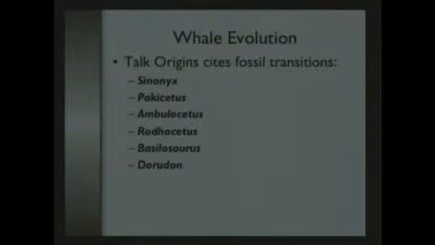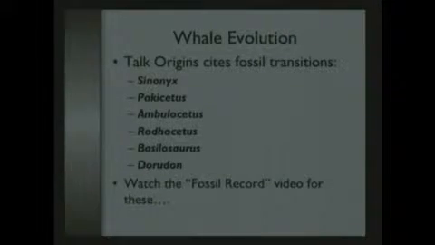These are the major fossils discovered that scientists believe show a multi tens of millions of years evolutionary transition from Sinonyx all the way to Dorudon, which they believe is the obvious precursor to modern whales. So now we're going to watch the fossil record video and see how these are employed. We don't see the video.